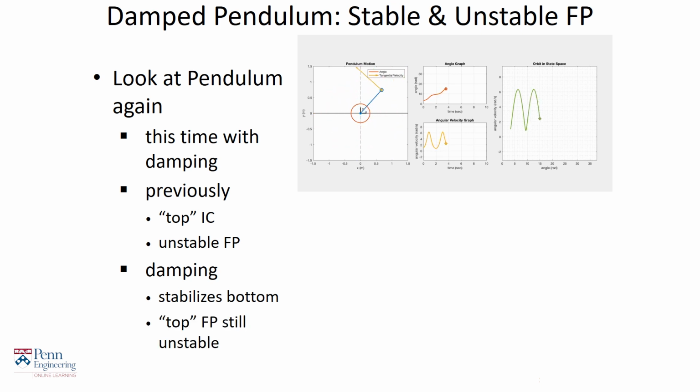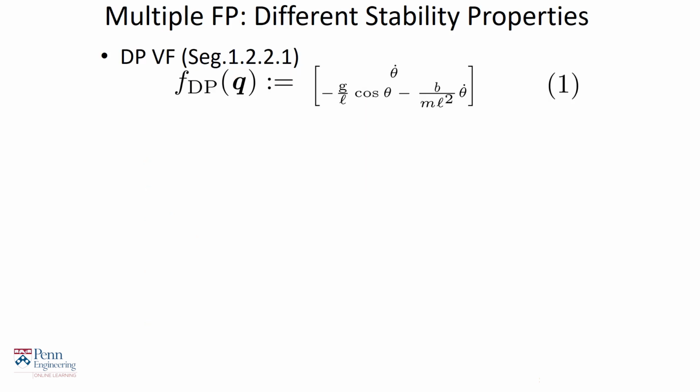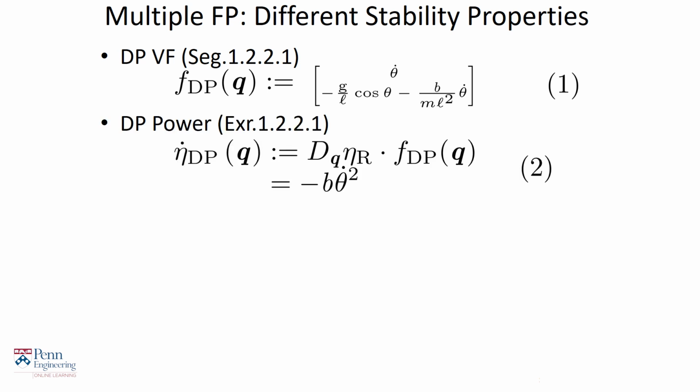What about at the top state? Is the top fixed point still unstable, or is it somehow stabilized by the damping? Okay, let's look at the vector field expression for the damped pendulum, which we introduced at the end of the previous unit.